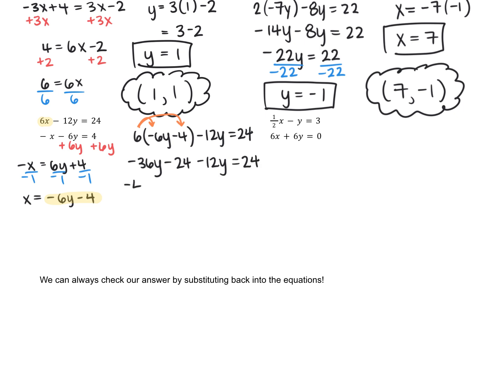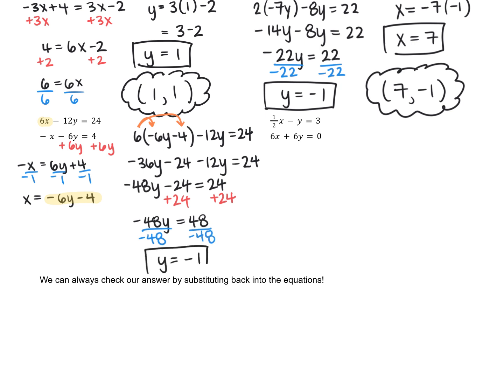Combining like terms, we get negative 48y minus 24 equals 24. Add 24 to both sides. We get negative 48y equals 48. Divide both sides by negative 48, and we get y equals negative 1.